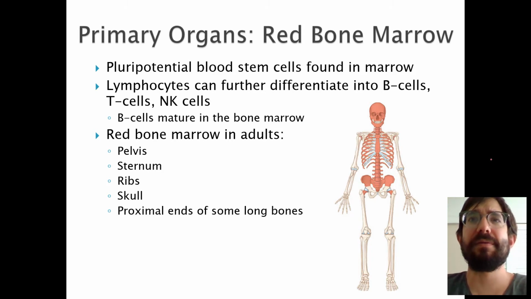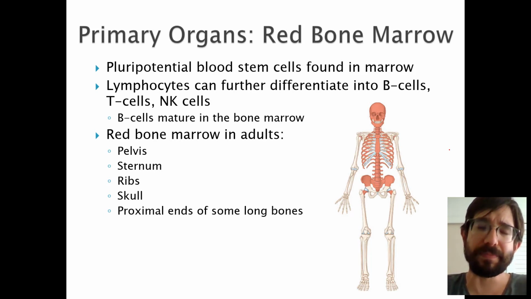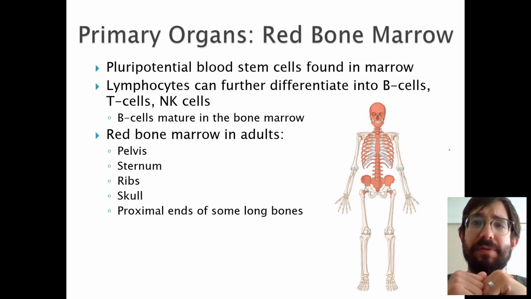Other notes on red bone marrow, don't forget we call those cells pluripotential stem cells that make all these other blood cell types. And although we've talked about B cells and T cells, there are other immune cells like NK cells, natural killer cells, and macrophages that are made in the bone marrow. We'll talk about those later. And red bone marrow in adults is found in some specific places: the pelvis, sternum and ribs, some of your skull bones, and at the proximal ends of some of your long bones.